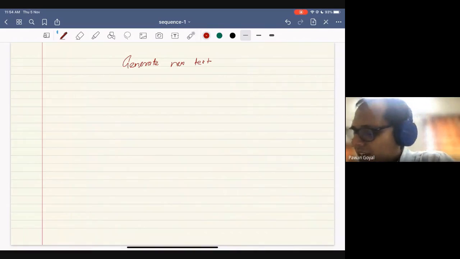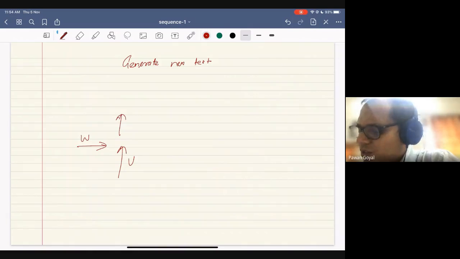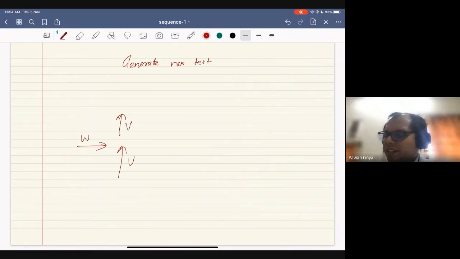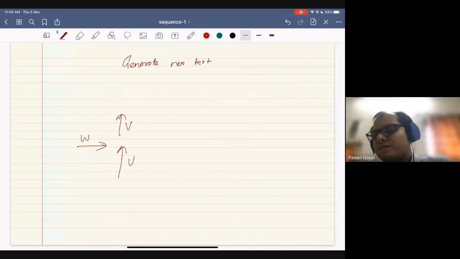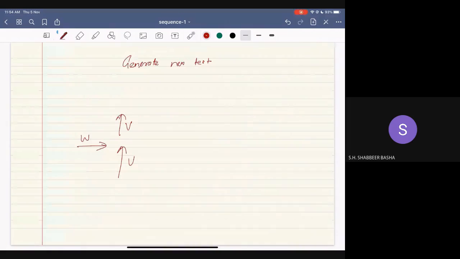And what I have trained is input to hidden, hidden to hidden, and hidden to output. I have already trained these three things, U, V, W. Now, can I generate new text out of that? Yes, sir. Okay, how will I do that?